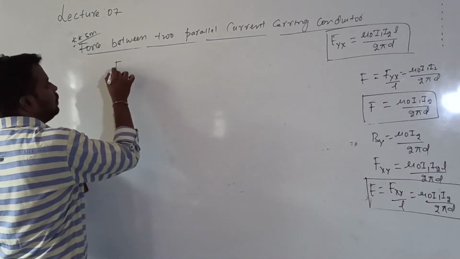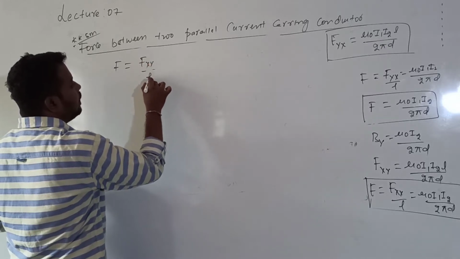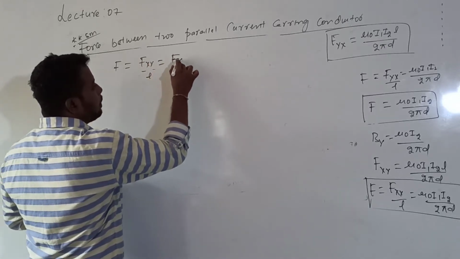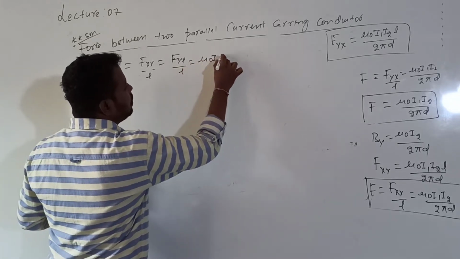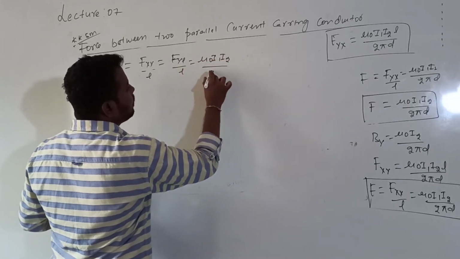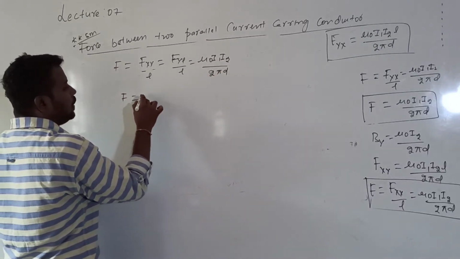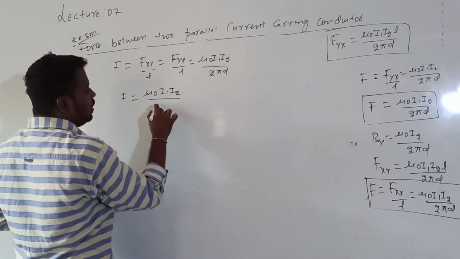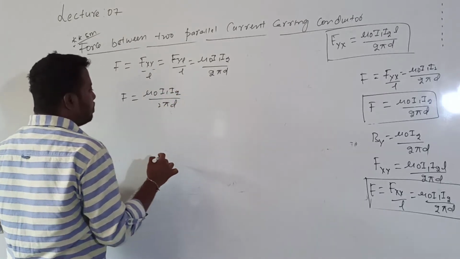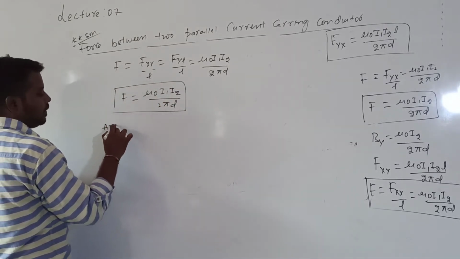So what is the F value? F is equal to Fxy by L, which will be equal to Fyx by L, which will be equal to mu naught into I1 into I2 divided by 2 pi d. So what is this F? Force acting per unit length. By using this derivation, now I want to define the ampere.